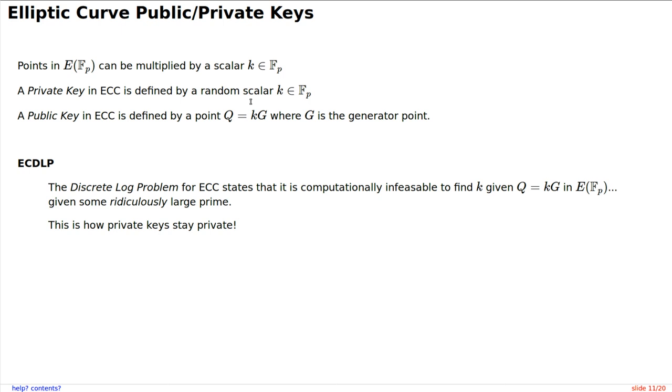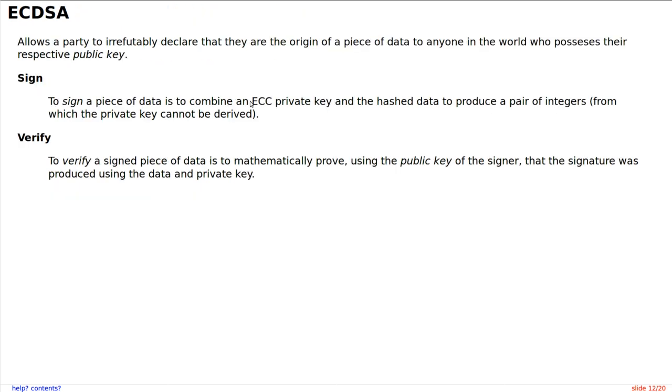This is important because there's something called the elliptic curve discrete log problem, and this is why it's a secure cryptography scheme, because it's computationally infeasible for anybody in the world to find k, given they know my public key Q. So just know this is how private keys stay private. If I have a random k and a public point Q, if somebody has Q, they can't find out k, even though they know g and Q.